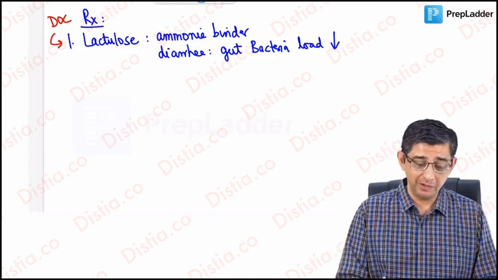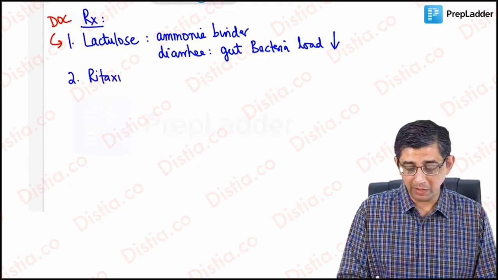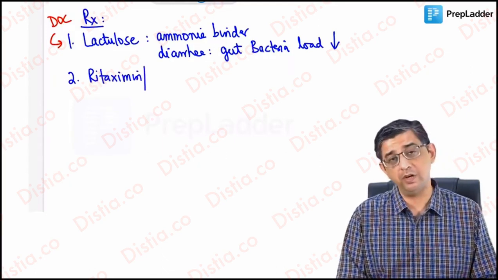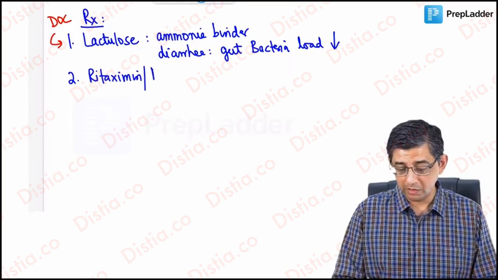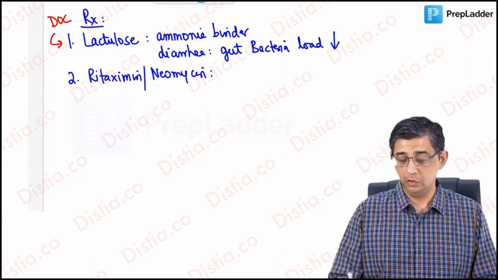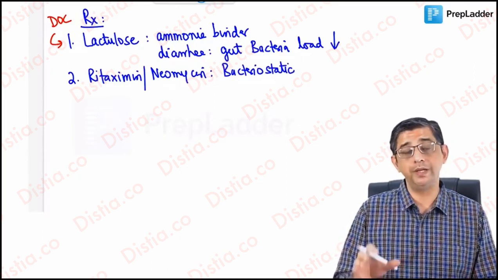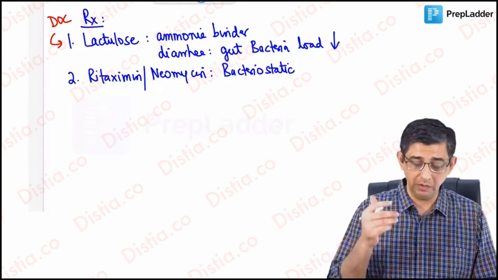I will also be starting these patients on rifaximin, which is a bacteriostatic antibiotic. And you have studied about this in management of traveler's diarrhea. Or another topical antibiotic that I can use here is neomycin. The main reason why I'm giving these bacteriostatic antibiotics to the patient with the help of a nasogastric tube is to decrease the multiplication of bacteria in the gut.